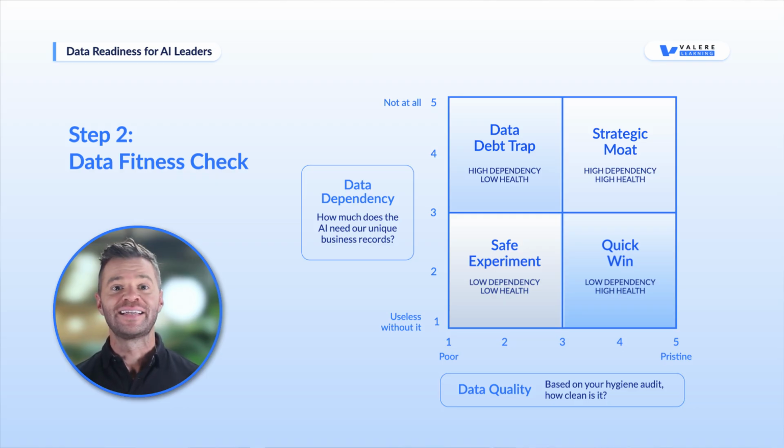So I would say green light if you find your project there. But if you're in the bottom right corner, it might get you a quick win. But even though you have healthy data here, the AI is not really using it. It's just using some general logic, so it doesn't really need your data anyway.